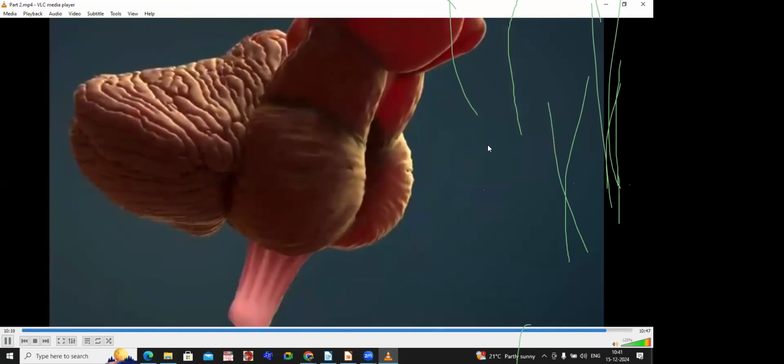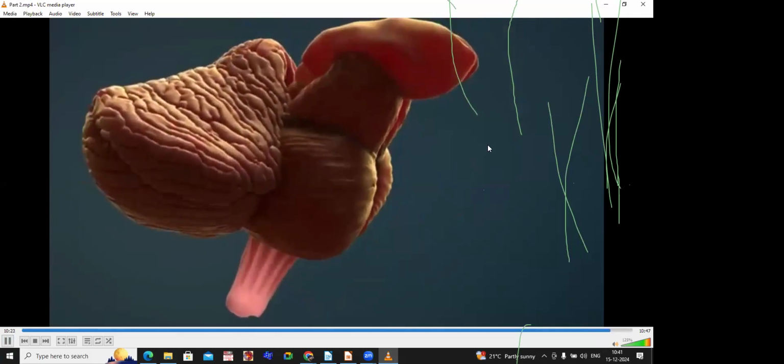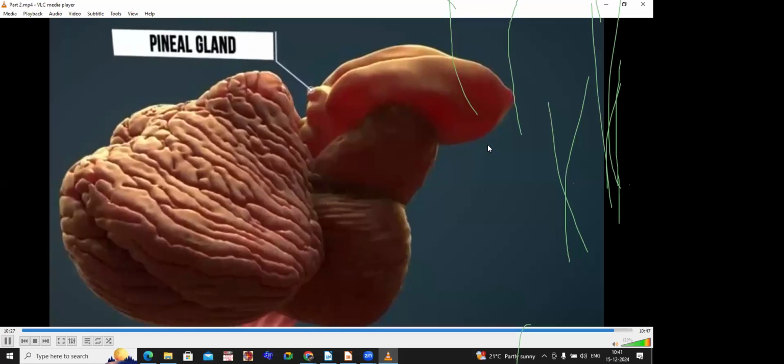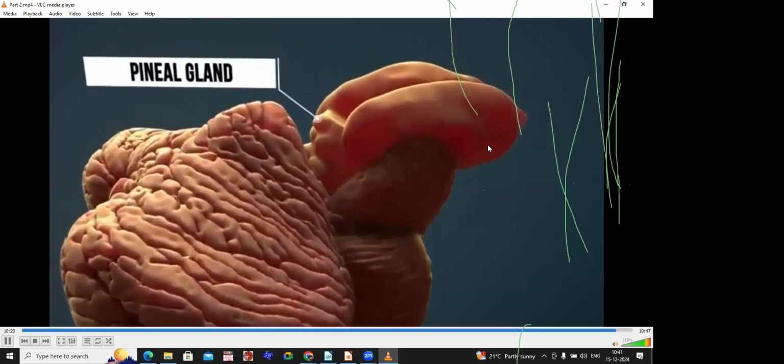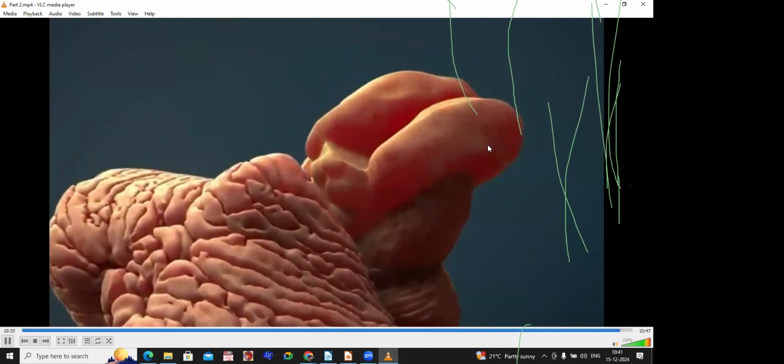In addition to the pituitary gland in the front of the brain, there is the pineal gland, which is also known as the epiphysis cerebri. The pineal gland secretes a hormone called melatonin. Melatonin is produced in the dark and thus influences our sleep-wake cycle.